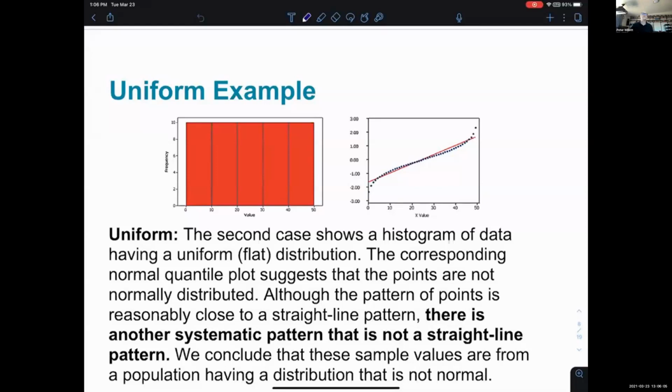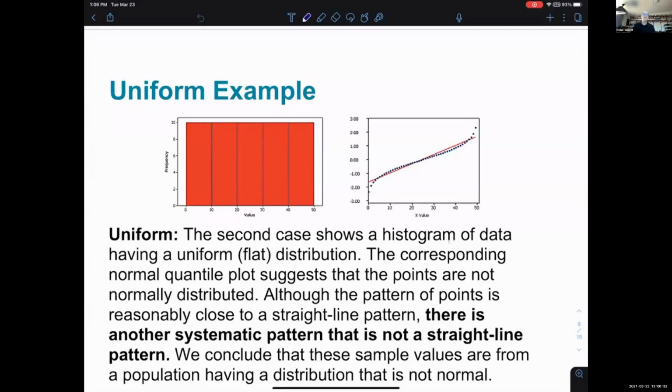Now, from a histogram, we can see a uniform distribution pretty nice and clearly. All right, so in this case, it says the second case shows a histogram of data having a uniform or flat distribution. The corresponding normal quantile plot suggests the points are not normally distributed. They have a very nice pattern to them, and the pattern doesn't deviate very far from the line in general. And it points that out.